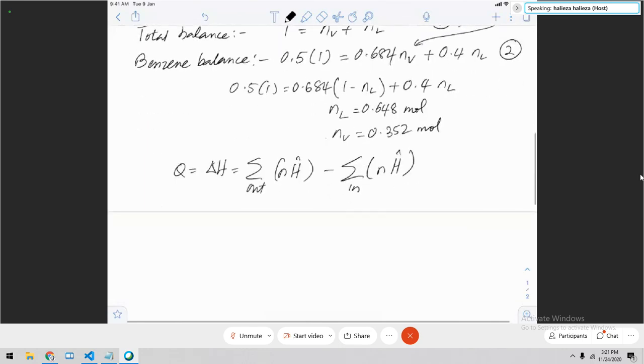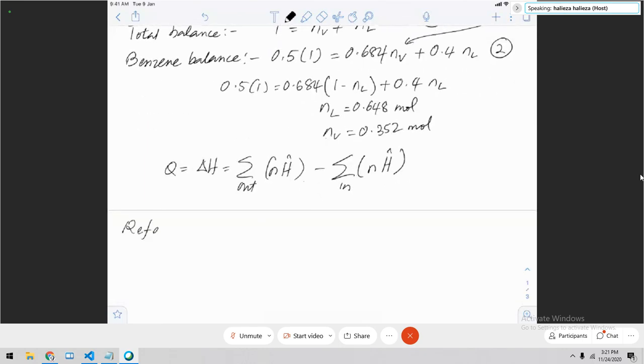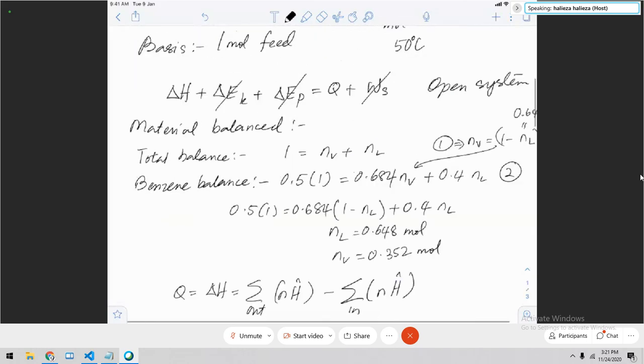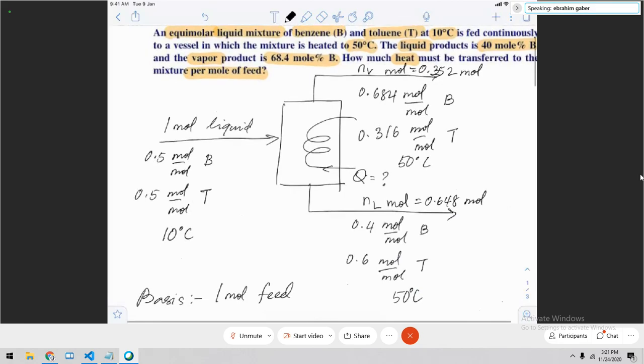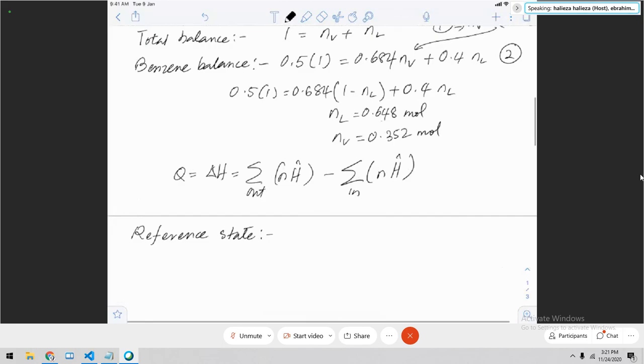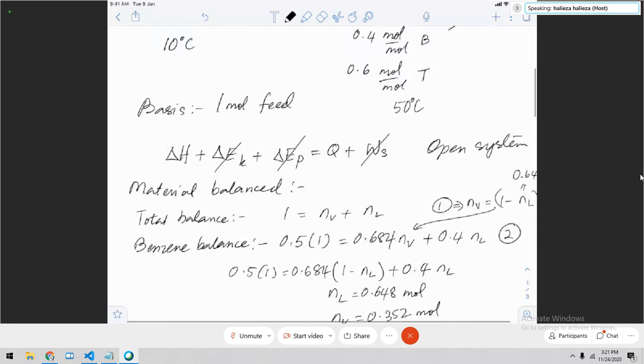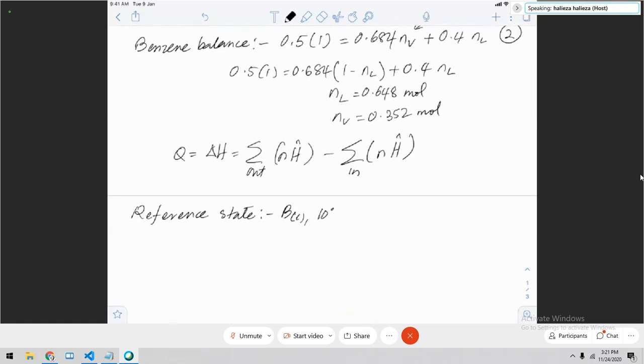Reference state, guys. What is your reference state? 10 degrees C, liquid mixture. Okay, the inlet. Let's choose the inlet. Benzene liquid at the temperature 10 degrees C. We're going to assume it's at 1 atm. We also have toluene liquid at 10 degrees C and 1 atm. So that is your reference state.